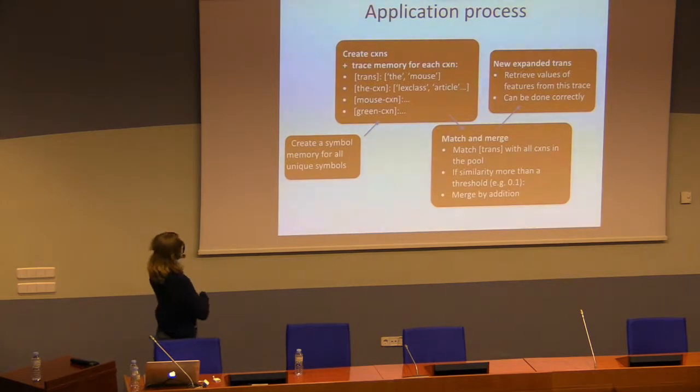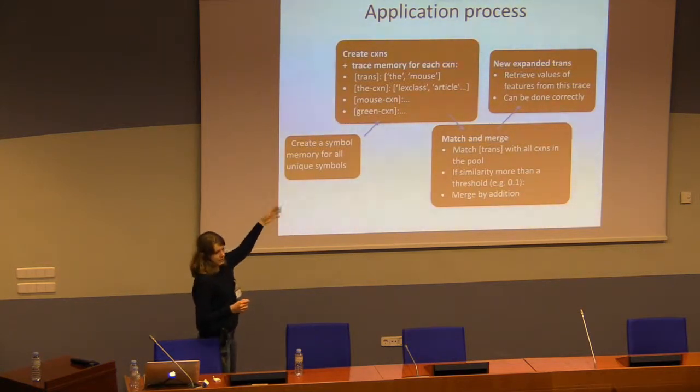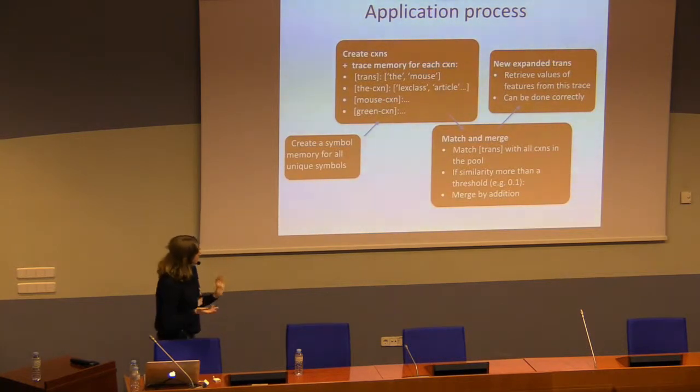So the first thing we do is create a symbol memory for all the symbols that we know of. So the mouse, etc., everything gets converted into a vector. And then we create a trace memory for each construction. So basically we are adding the features together. This will be the article construction, then the green construction, and then the mouse construction. All the vectors added together.